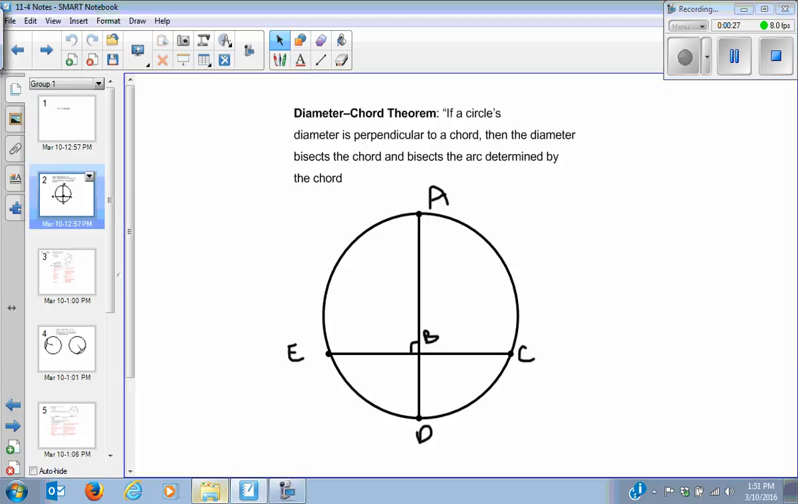So first we're going to start off with the diameter chord theorem. And it just states, if a circle's diameter is perpendicular to a chord, then the diameter bisects the chord and bisects the arc determined by the chord. So here's what this says.